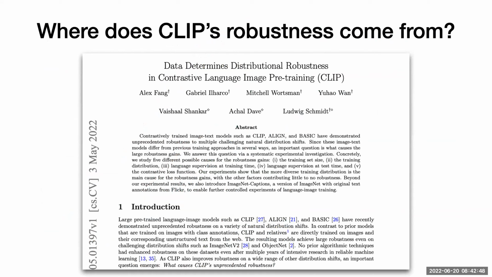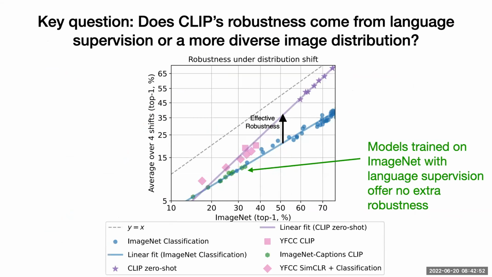Okay, so the first question is, where does CLIP's robustness come from? The key question at a high level for us was, does this come out of the pre-training data set, or is it the language supervision? Because the big innovation with CLIP was that they were able to train a large model on paired image-text data. So one hypothesis was that multimodal training on image and text data already gives you more robustness.